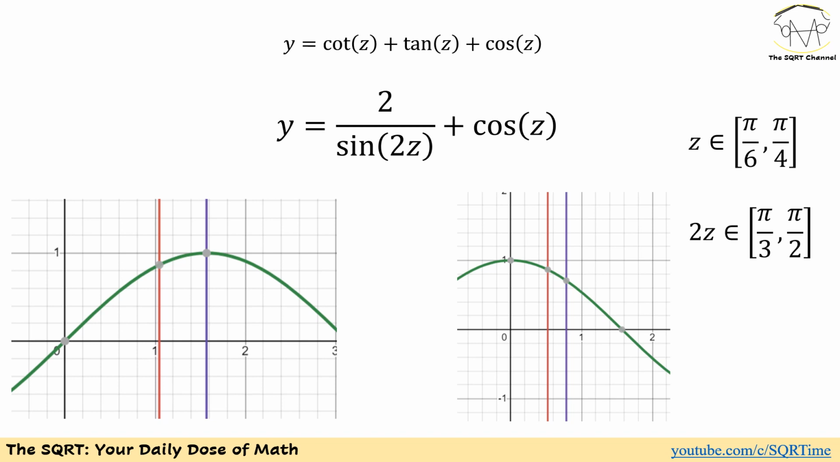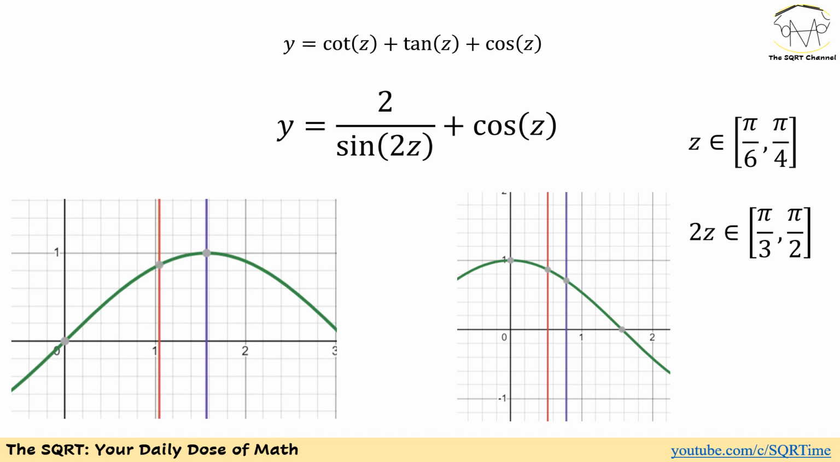Now that we have 2 over sine of 2z plus cosine of z, the first thing that we need to do is to see where 2z is going to belong. When z belongs to pi over 6 and pi over 4, if we multiply both sides by 2, then 2z is going to be between pi over 3 and pi over 2. Now let's take a look. We have cosine of z and we have sine of 2z. Let's focus on cosine of z for now.